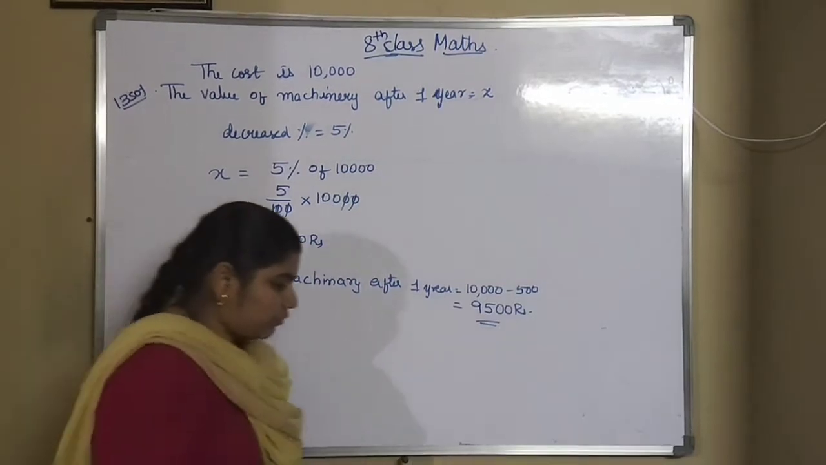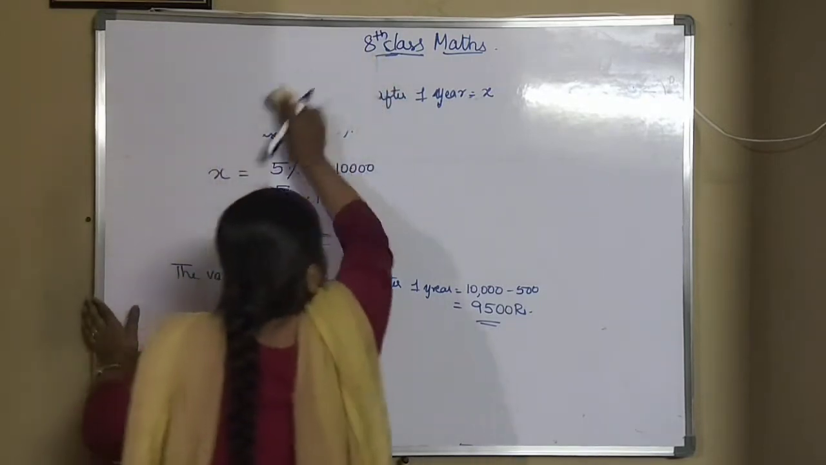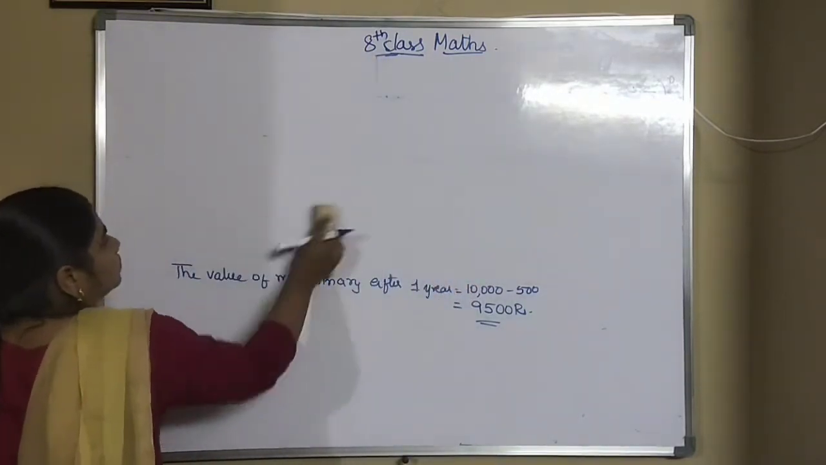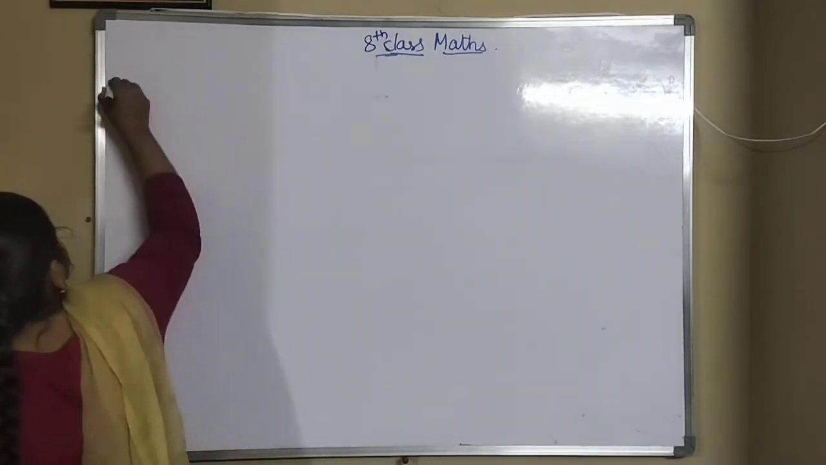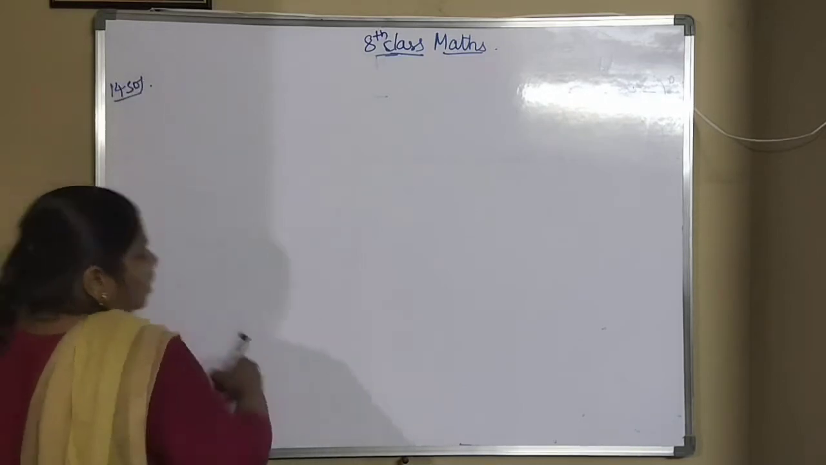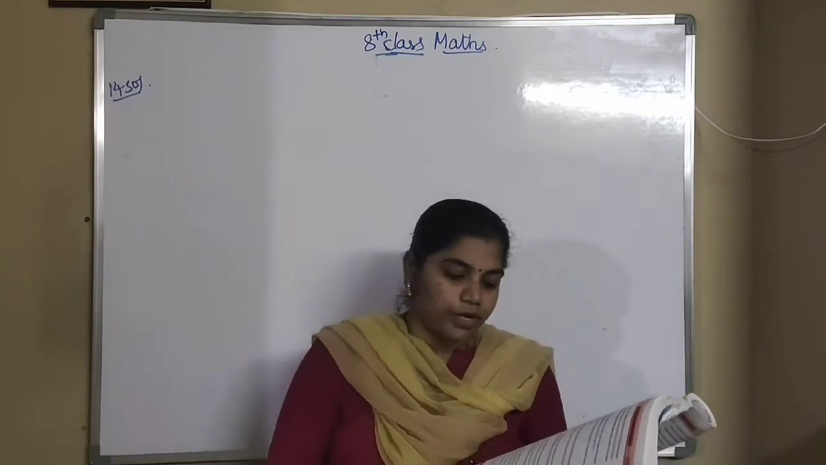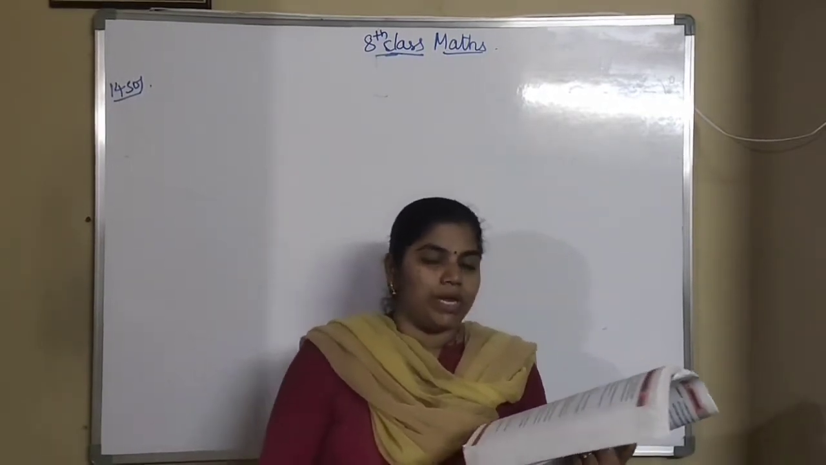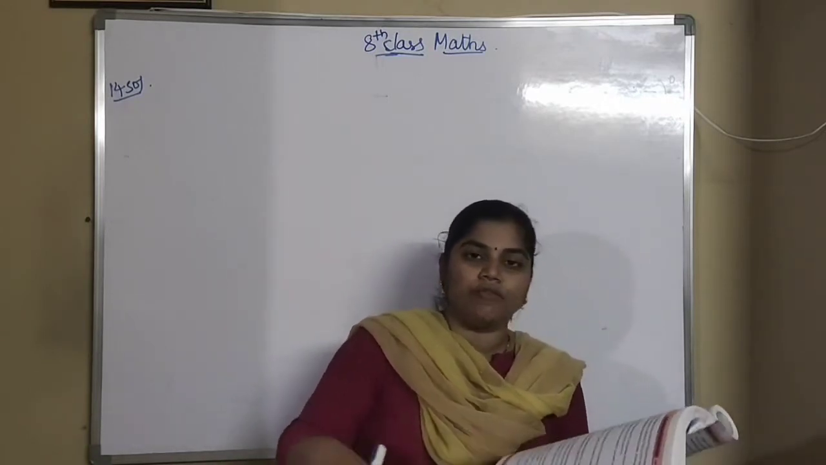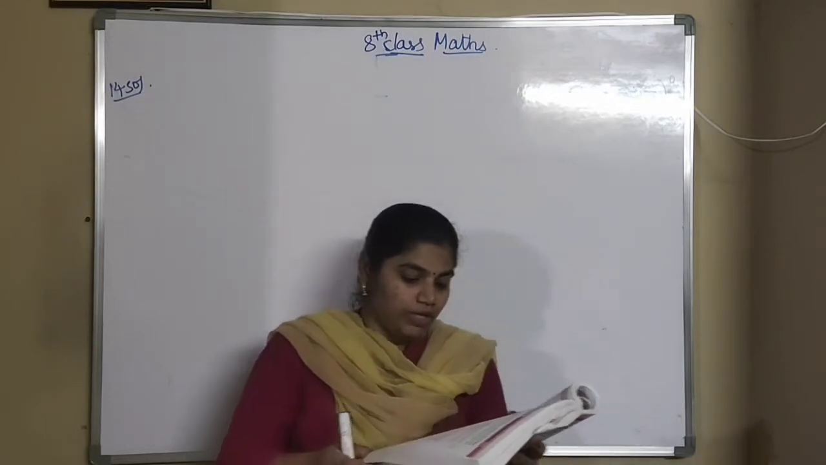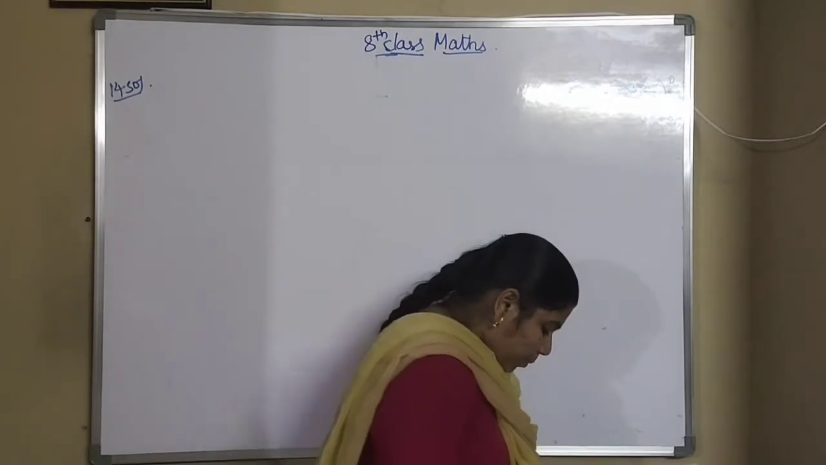Okay. Next is the 14th one. Solution. So what is the 14th question? Find the population of a city after 2 years, which is at present 12 lakhs. What is the present population? That is 12 lakhs, and we have to find the population after 2 years, if the rate of increase is 4%. So what is the rate of increase there? 4%.